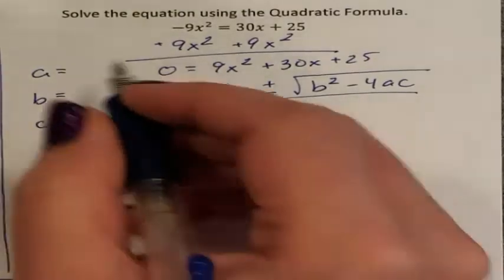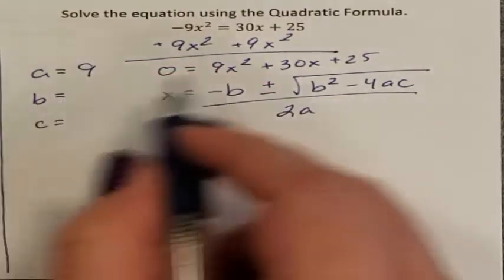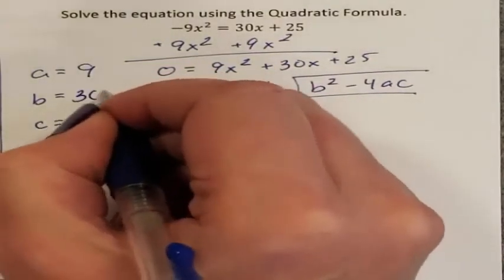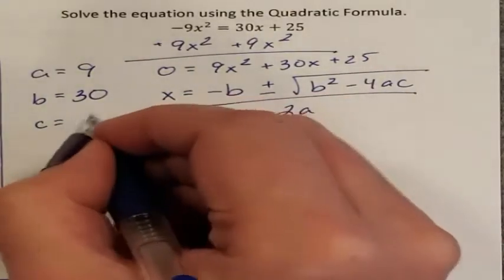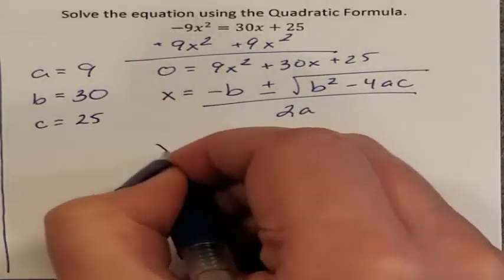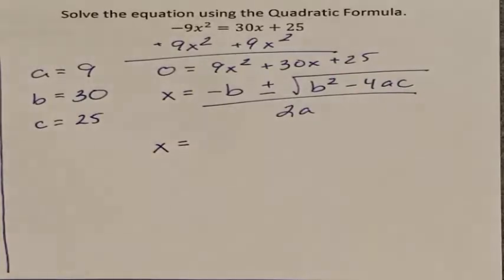A is the number in front of x squared, so a is 9. B is the number in front of x, so b is 30. C is the lonely number without any letter, so c is 25. I'm going to go ahead and rewrite the problem using my colors.